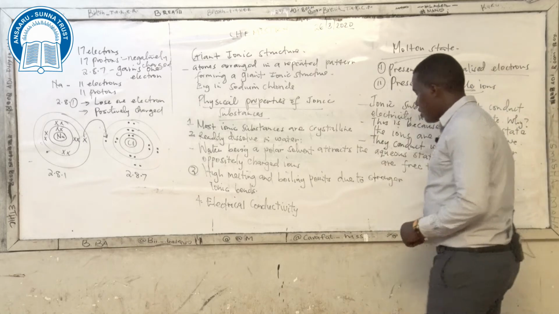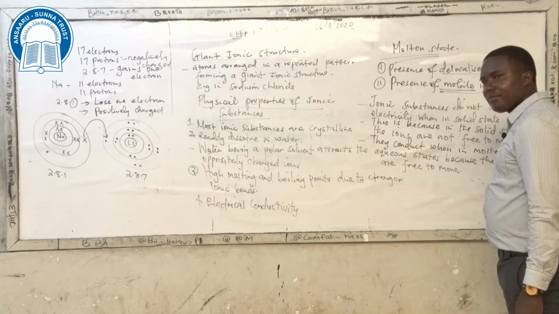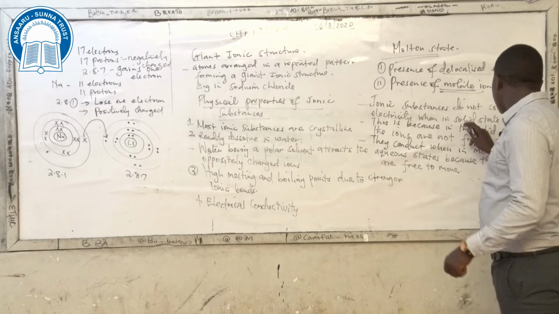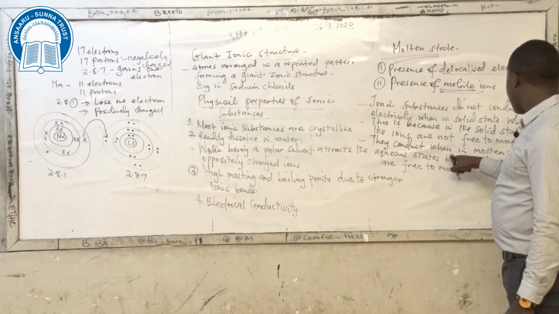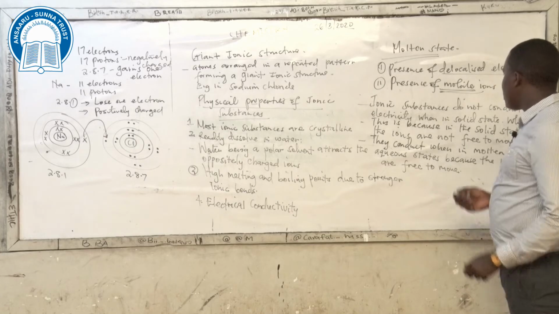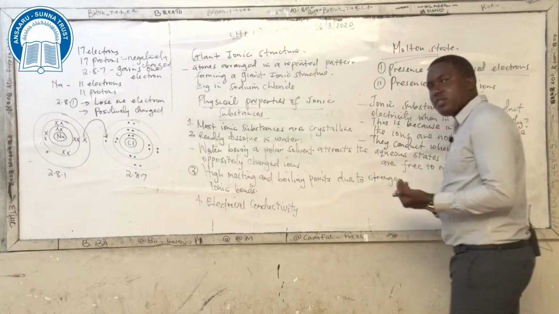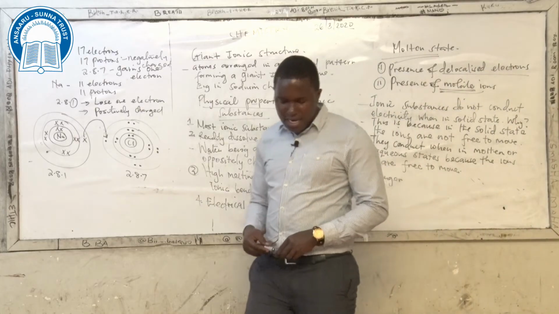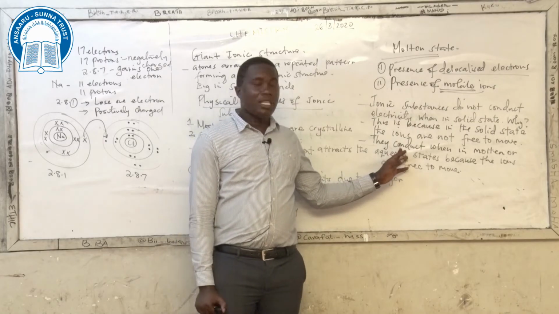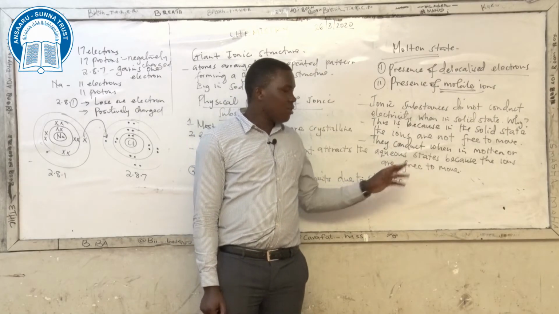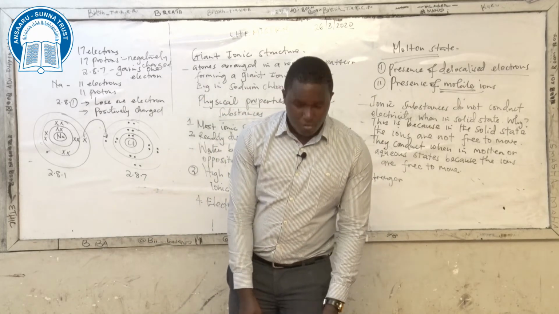But now, for ionic substances, they do not conduct when they are in the solid state. When they are solids, they do not conduct electricity. But they do so when they are in aqueous or molten state. And the reason is, in the solid state, the ions are in fixed position. They do not move from one end to the other. But when you melt the ionic compound, or when you dissolve it in water, the ions will now conduct because they are now free to move.